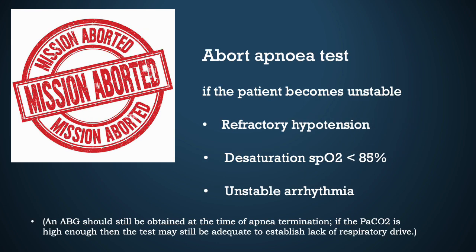Indications to abort the apnea test prematurely are if the patient becomes hemodynamically unstable, so MAP less than 75 or systolic blood pressure less than 100. If there's a sustained desaturation below 85% for more than 30 seconds, remember you're giving supplemental oxygen during this time, so if the patient desaturates despite that, then you have to abort the test. Also, if they have an unstable arrhythmia.